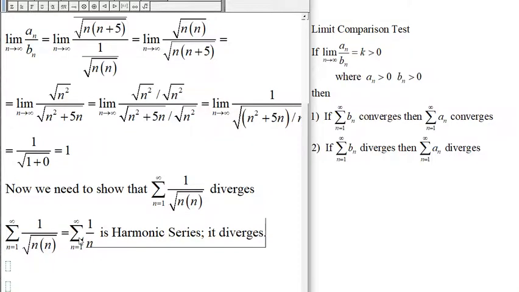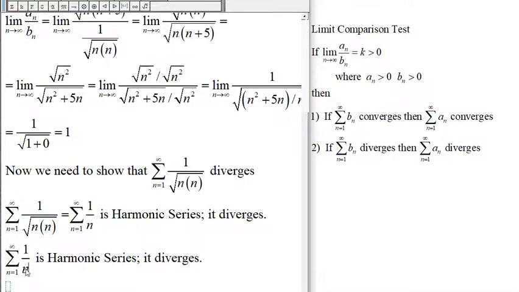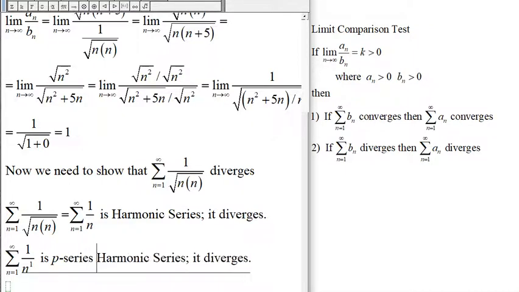And again, the series 1 over n, we could also think of it as a p series, because 1 over n is the same as 1 over n to the first. This is also a p series with p equal to 1, and it diverges. We recall that for a p series, if p is between 0 and 1 or equal to 1, the series diverges. So we have shown two things.